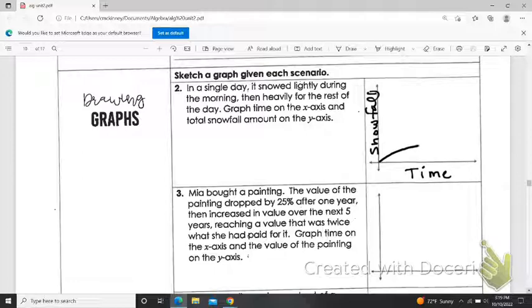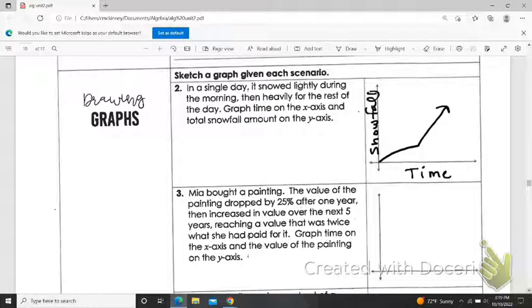And then it snowed heavily. So the amount of overall snowfall is rising quicker because now it's snowing heavily. So that first part isn't so much that it's snowing harder, it's just that the amount of snow, the total snowfall, is increasing, but now when it is increasing faster, that's because it's snowing heavier.